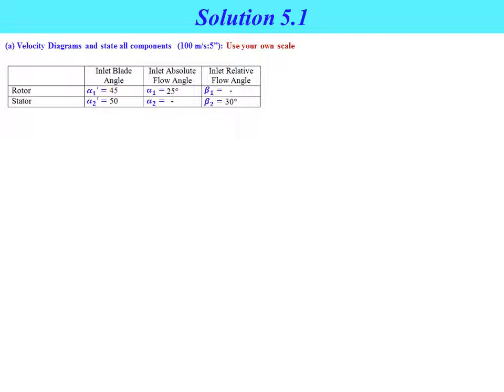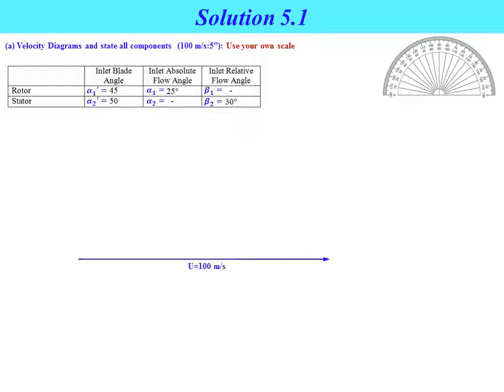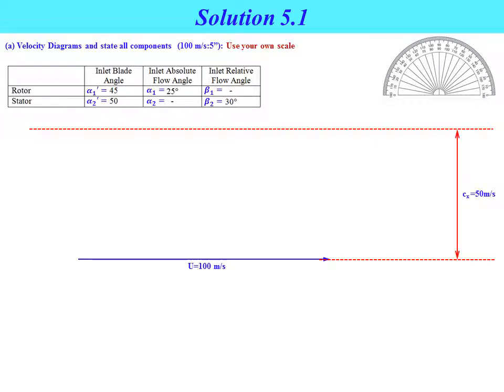From the data given, we need to manipulate the values to draw the velocity diagram. We know that the blade speed has a magnitude of 100 meters per second, and the direction of the blade speed vector U is horizontal. Before that, we know that the axial velocity component is constant, so Cx equals 50 meters per second. So we can draw two limit lines for the axial velocity component Cx.